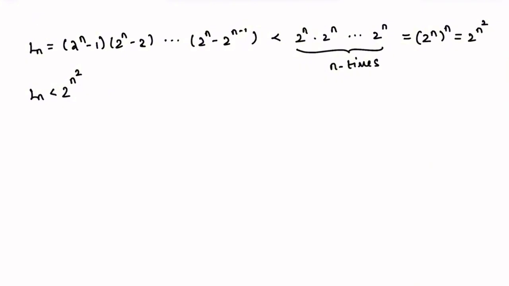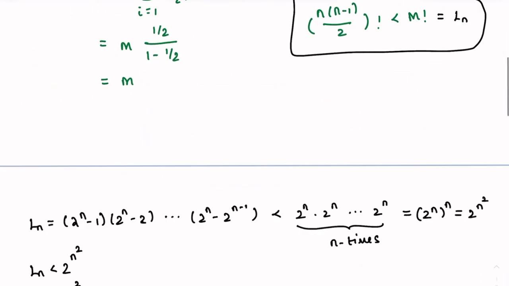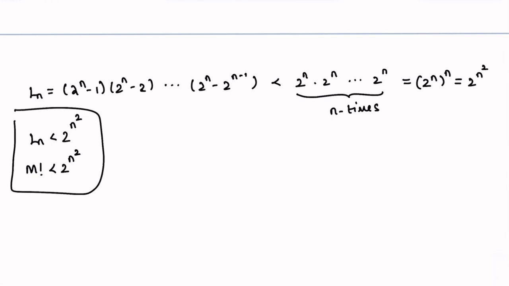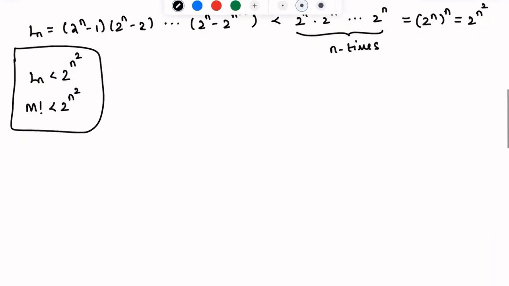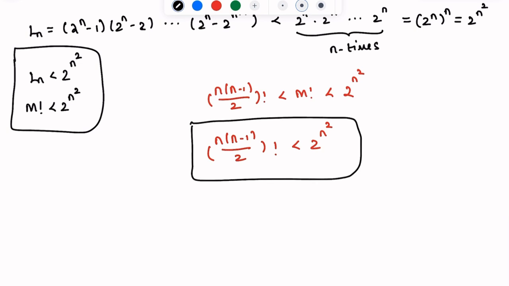And now L sub n is m factorial, which is less than 2 to the power of n squared. And now if we put this inequality beside this here, what we have, let me do it in red, is n times n minus 1 over 2 factorial is less than m factorial, which is less than 2 to the power of n squared. Now if we take this side and combine it, we have this factorial is less than 2 to the power of n squared. Okay, so now we have this inequality that comes into our hand.